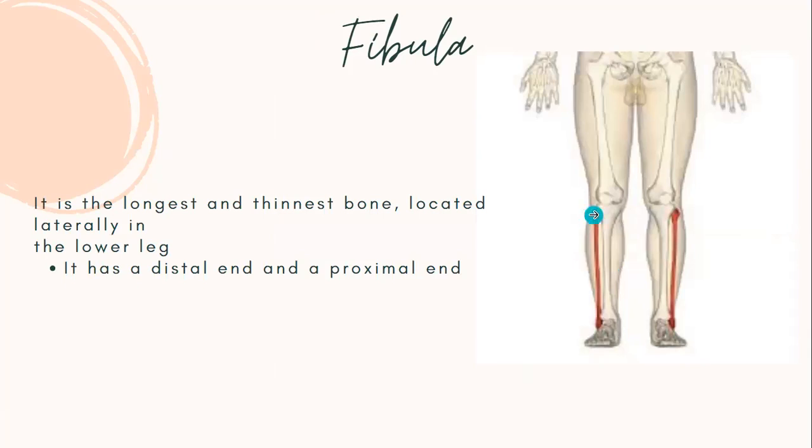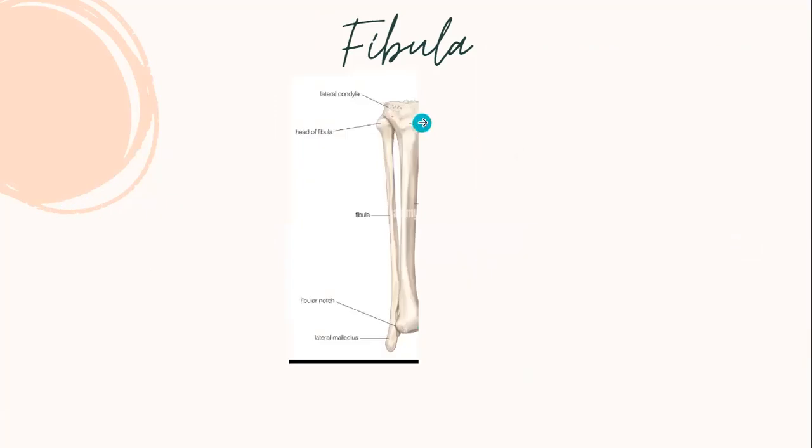Fibula. It is the long, slender bone located lateral in the lower leg. It has a distal end and a proximal end. The parts are the head of the fibula, the shaft of the fibula, and the lateral malleolus.